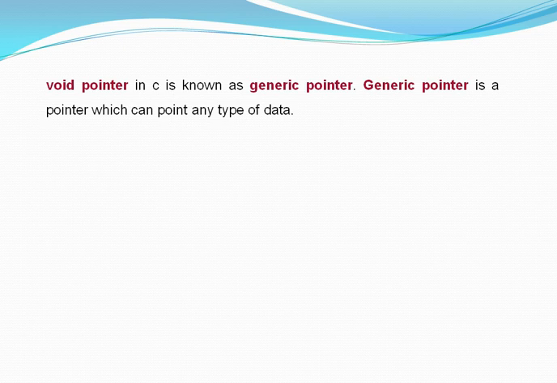So void pointer in C is known as generic pointer. Generic pointer is a pointer which can point to any type of data. For example, if you want to write the generic pointer, then you first write your data type, then with the star operator you write your variable name. So you can write void *ptr. So here ptr is a generic pointer.